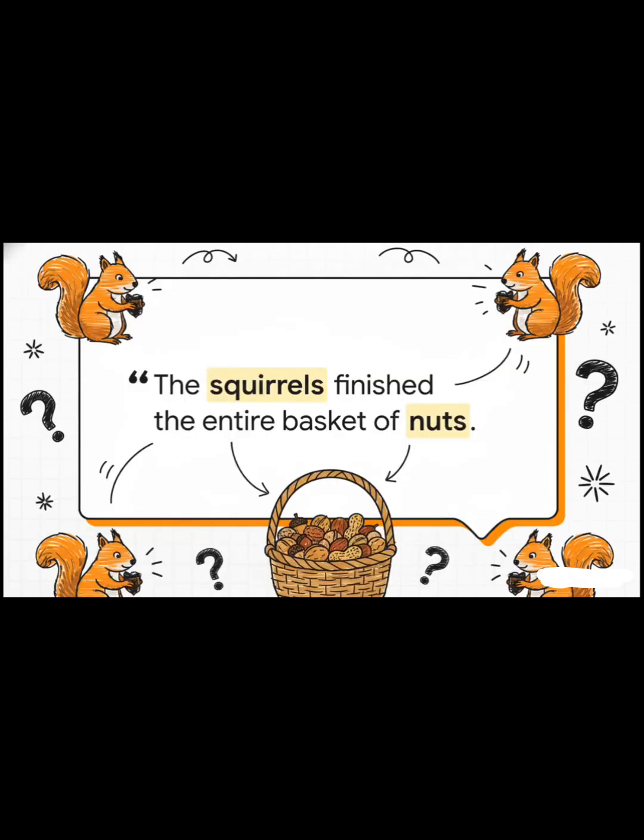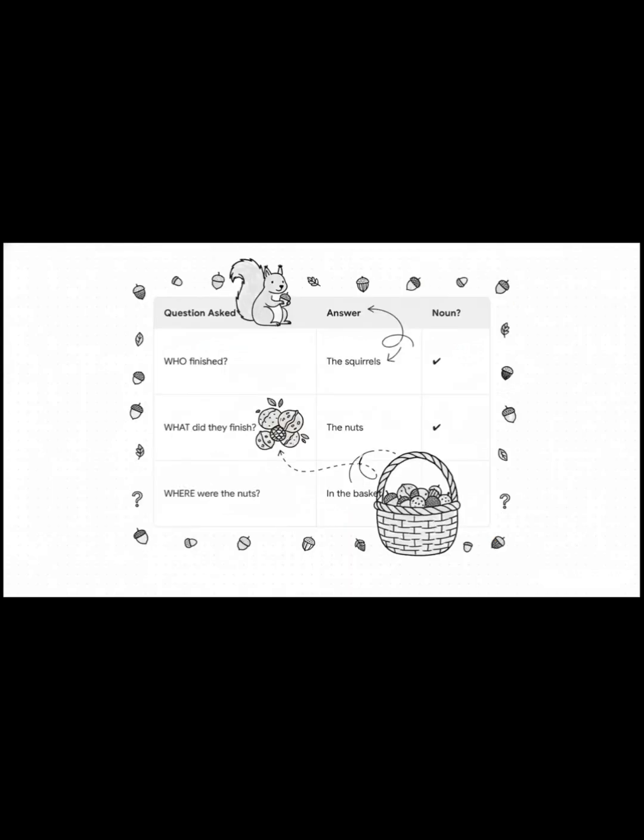Let's try it out with this sentence. The squirrels finished the entire basket of nuts. Okay, so the action, the verb, is finished. Now let's start asking our questions. And boom! This shows you exactly how it works. Look at this table. We ask, who finished? The answer? The squirrels. That's our first noun. Then, what did they finish? The nuts. There's number 2. And finally, where were the nuts? In the basket. That's noun number 3. See? That one simple hack just found every single noun in that sentence.